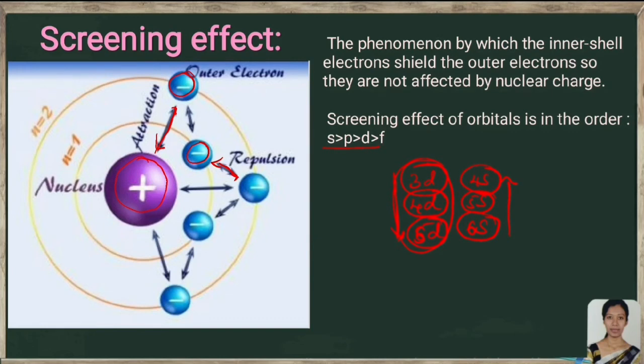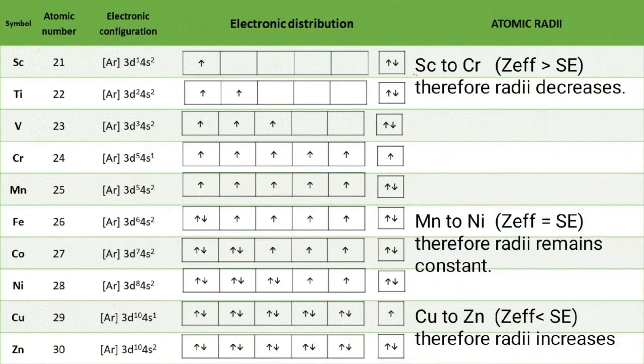So the number of inner electrons increases, and the screening effect increases with the increase in the number of inner electrons. From scandium to chromium, there will be a higher effective nuclear charge when compared to the screening effect. Higher effective nuclear charge means the inner electrons will be fewer, so the nucleus holds the outer electron tightly. That's why the radii decrease. From manganese to nickel, there will be an equal amount of effective nuclear charge and screening effect. That's why atomic radii remain constant.